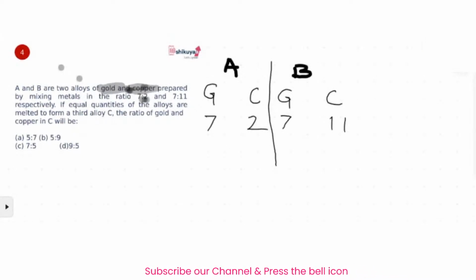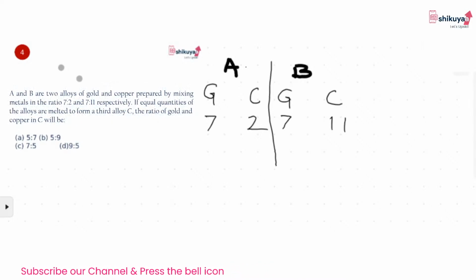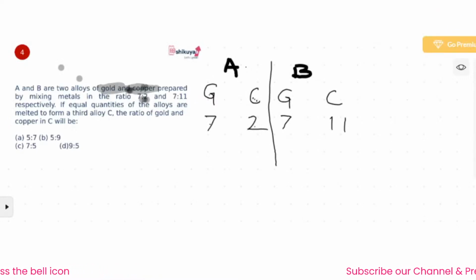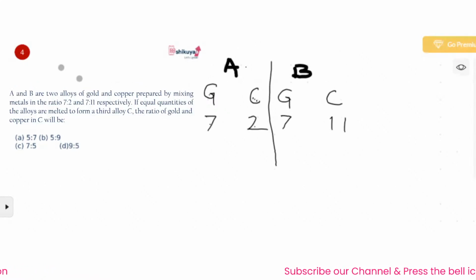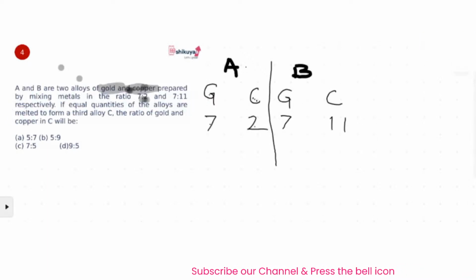This is a very simple problem, but you have to understand the basic concept of mixture and alligation: when it comes to a mixture of two individual materials or elements, there are 7 parts of one material and 2 parts of the other material which are mixed into each other to form an alloy, and you cannot separate them now. Like, for example, if you have mixed milk and water into each other in certain quantity, after mixing you cannot separate them out.